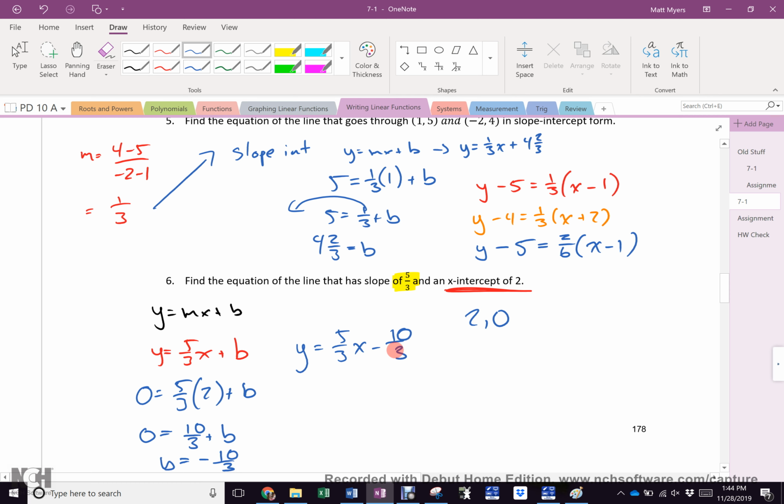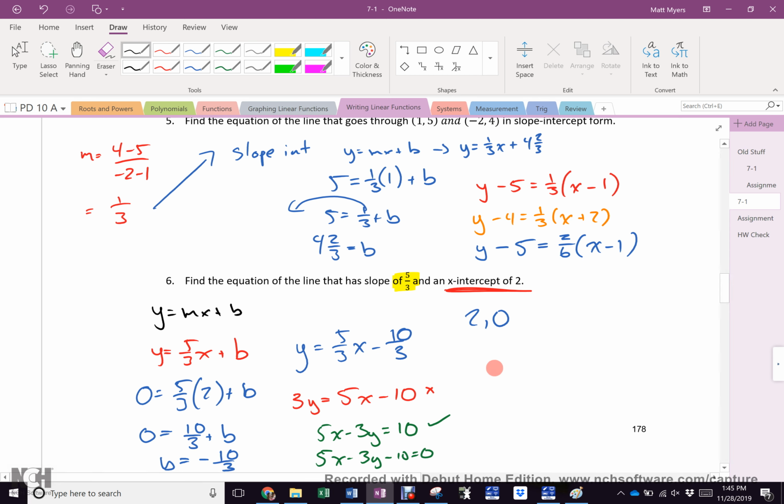Is that okay? Is that okay? Yes. Is this okay? 3y equals 5x minus 10. Yes. Is that one of our forms? Yes, that's right. Is this okay? 5x minus 3y equals 10. Yes. Is this okay? 5x minus 3y minus 10 equals 0.